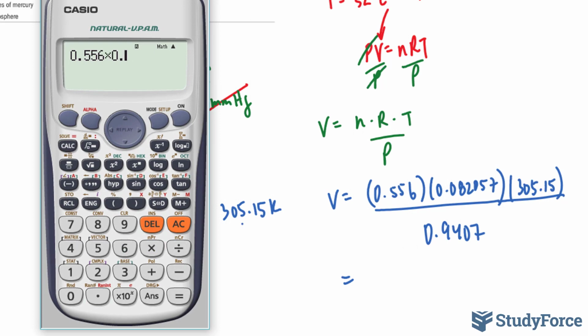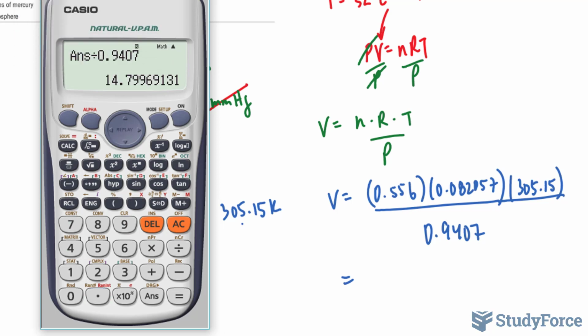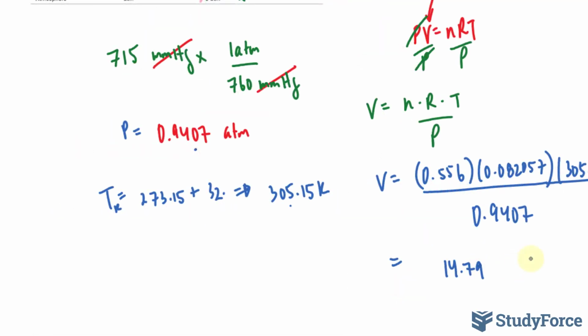0.556 times 0.082057 times 305.15 divided by 0.9407, and this gives us a volume of 14.79. The number we just found has 4 significant figures, although we should have only 3. This number had 3 originally, so that being said, this 9, given that it's greater than 5, will push this 7 up, giving us a volume of 14.8 liters.